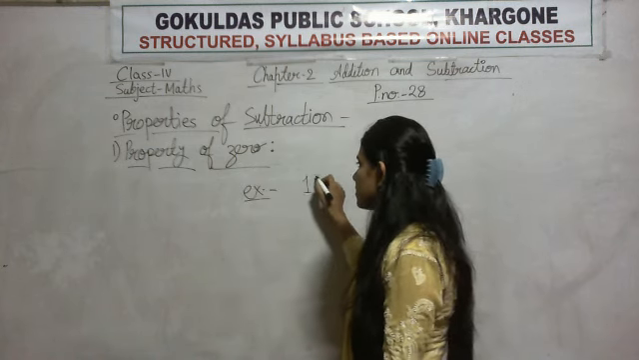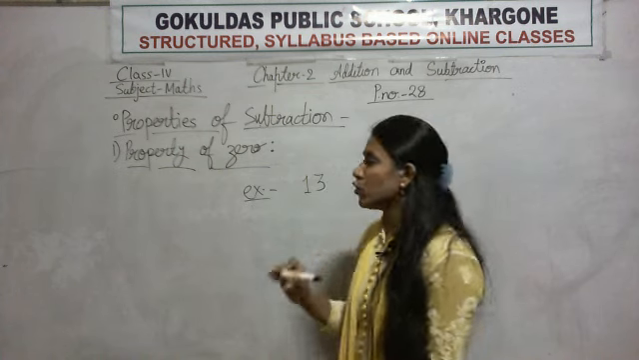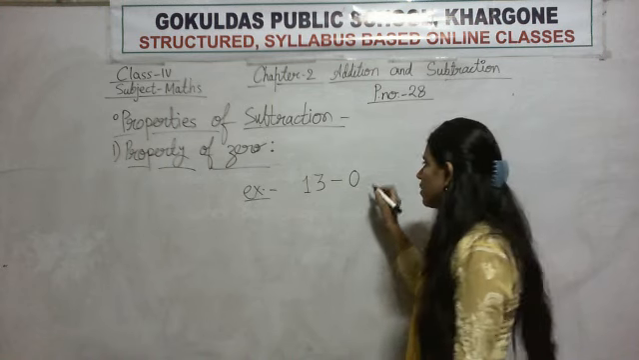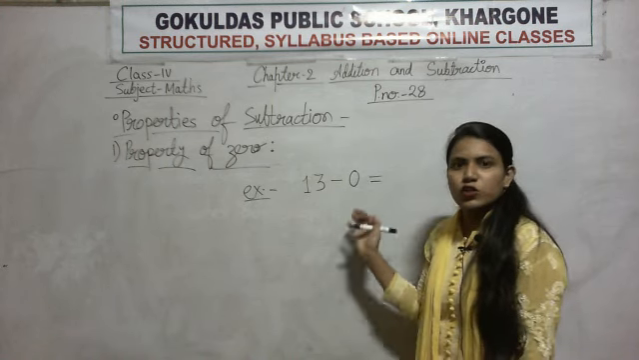Let us take an example to understand this. If the number is 13, okay, and you want to remove 0 from it, or subtract 0 from it, what will you get as the answer? Let's check.